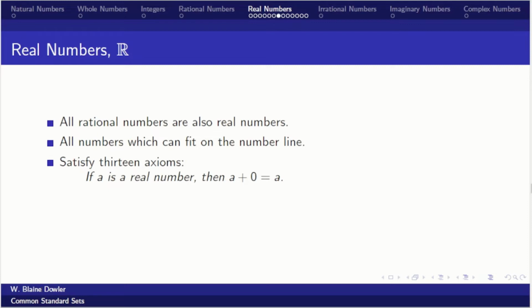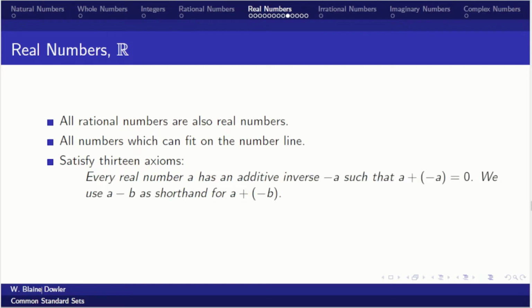Now, if a is a real number, then a plus 0 is a. So adding 0 does not change the identity of that element, as they call it, in the set. The matching multiplication rule says that multiplying by 1 does not change the identity of the number.